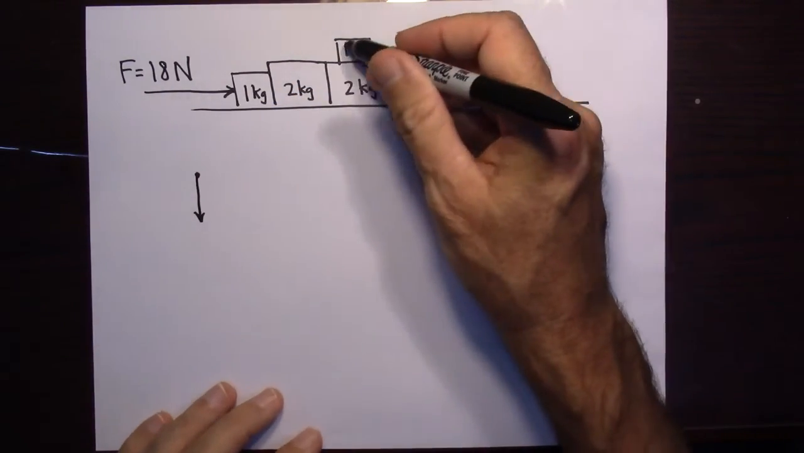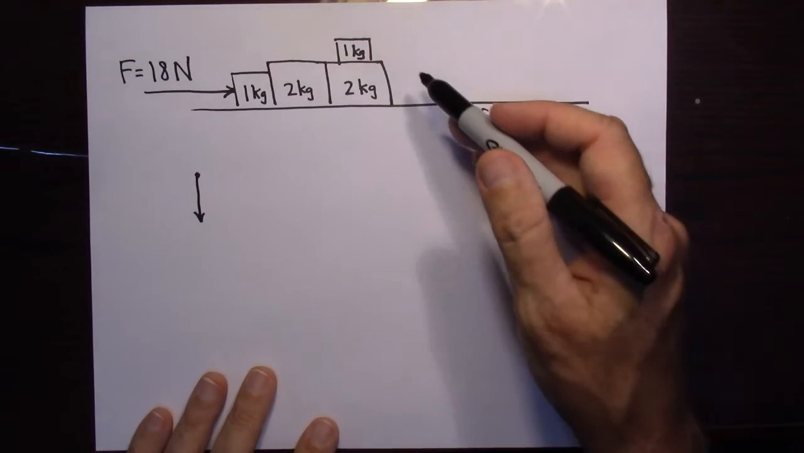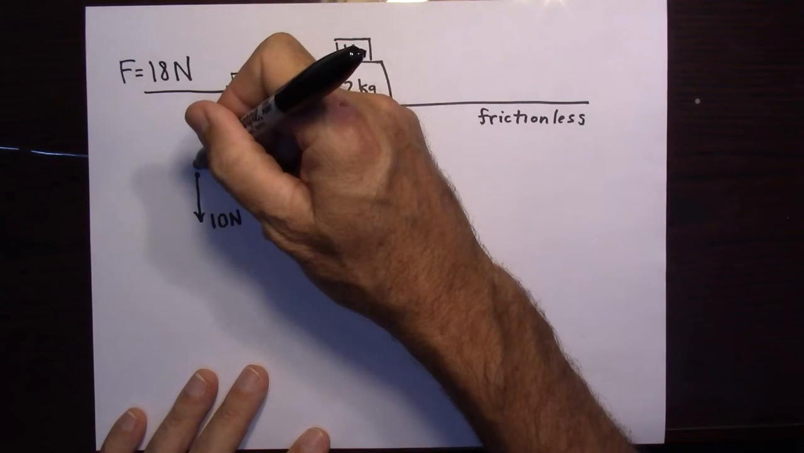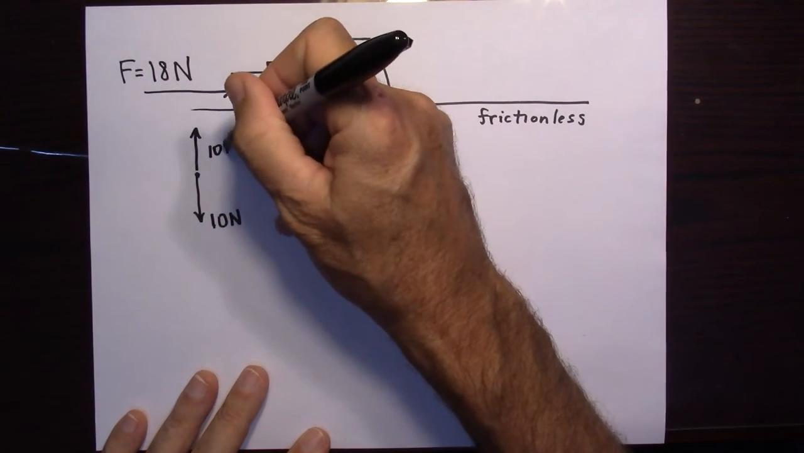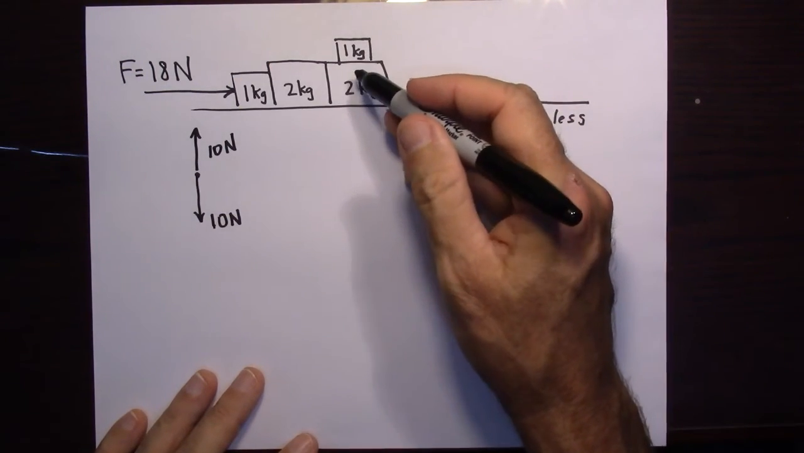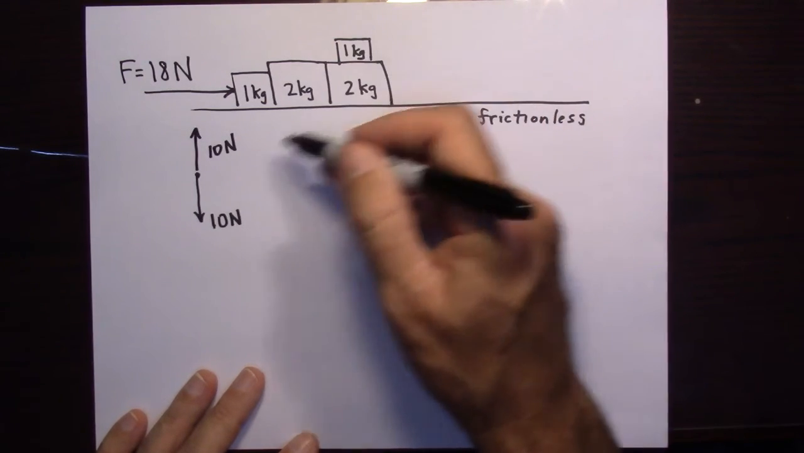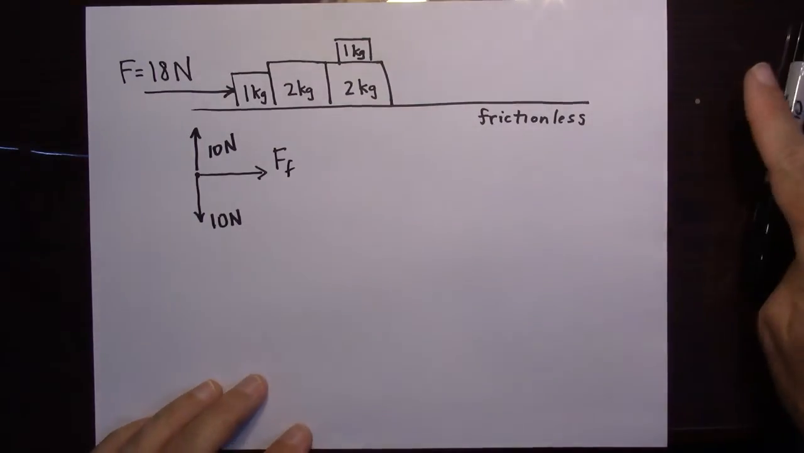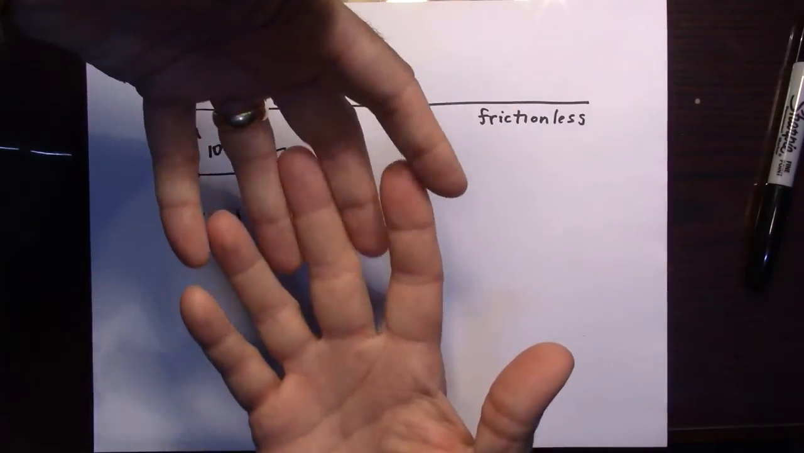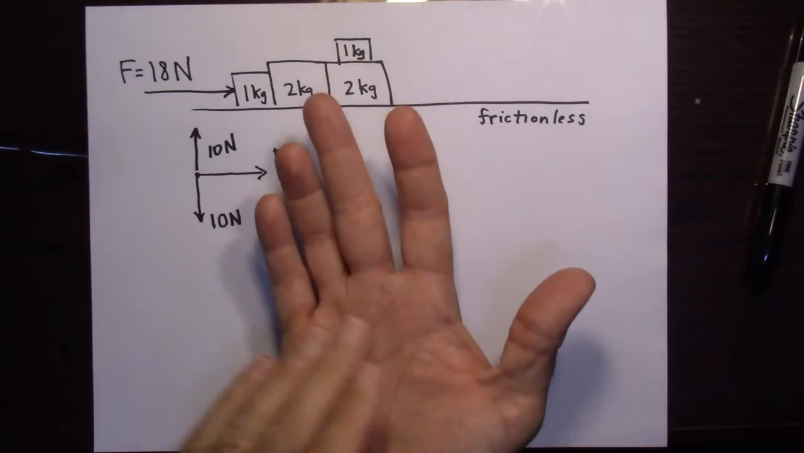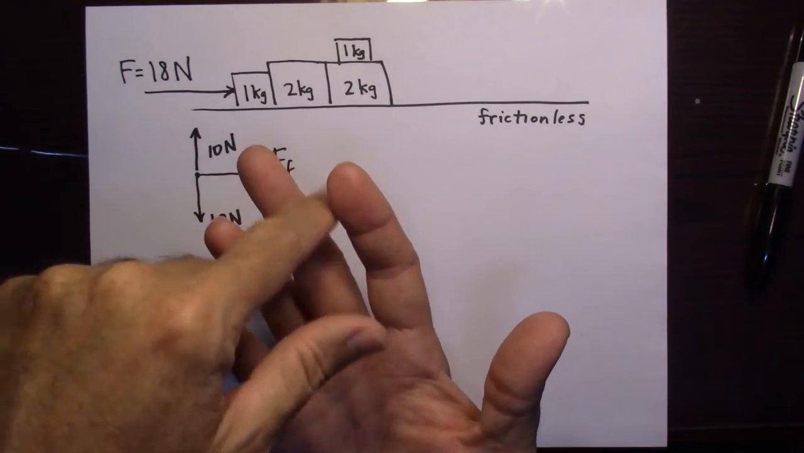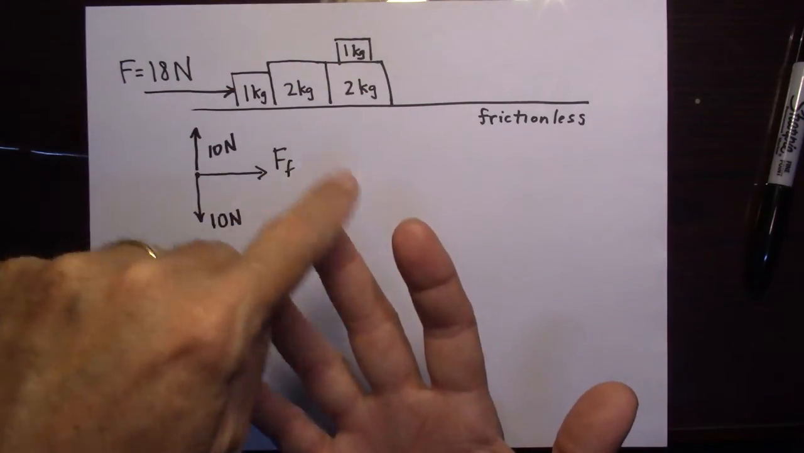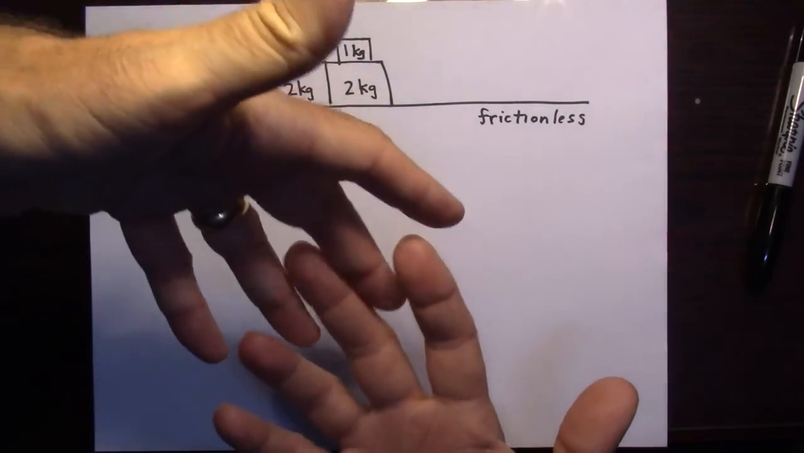I'm getting 10 newtons because I'm multiplying 1 kilogram times g. So 10 newtons down, and there's 10 newtons up from the normal force. And then there's no force to the left on this thing. There's just a force to the right, and that's the force of friction. That's this force. Here's the bottom block. If you honed in on the surface of that, you'd have these ridges. That's what friction is, that they interconnect.